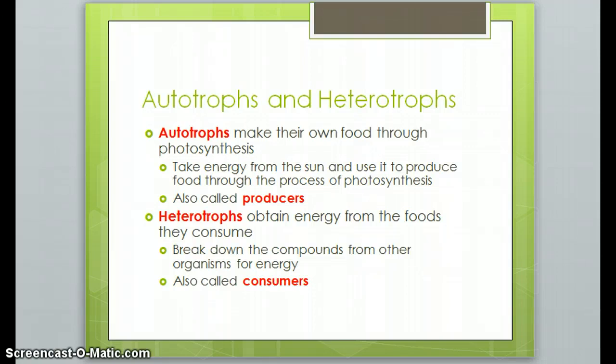In contrast, heterotrophs, or consumers as they're sometimes called, must consume food for energy. In other words, they must eat something. There are a variety of different types of consumers based on what exactly they eat for energy. Herbivores eat plants, carnivores eat animals, omnivores eat both plants and animals. Scavengers eat scraps, and decomposers eat decaying plants and animals. But what they all share in common is that they break down compounds obtained from other organisms in order to obtain their energy.